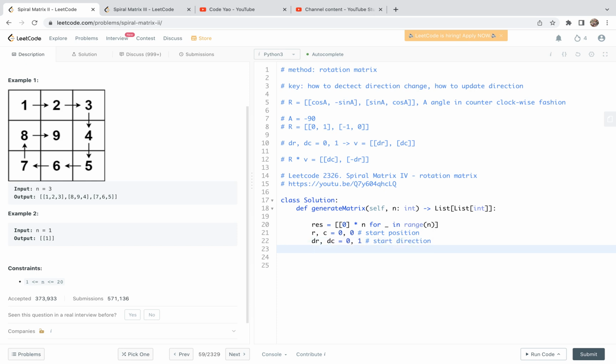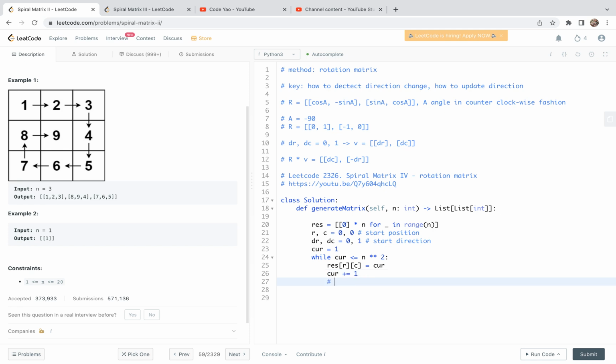So we are going to use a number called current to mimic the process. Then this also provides the stop condition. So while current is less or equal than n squared, because we want to set n squared numbers. Then once this condition holds, we are going to set the result for the current index, R C equals current. Once we reset, we're going to increment the current by 1.